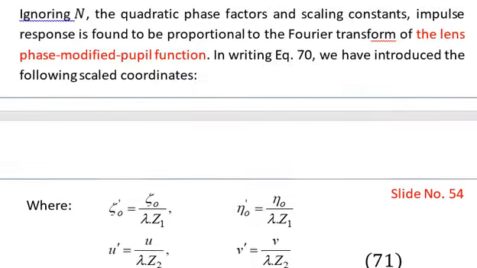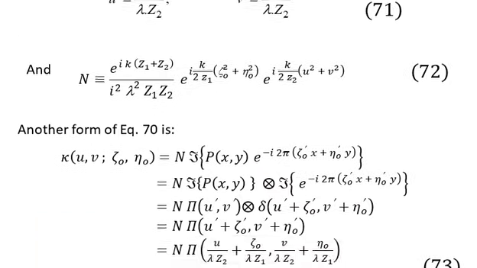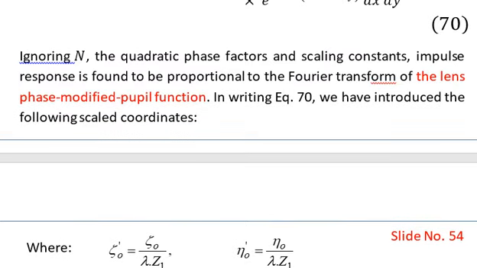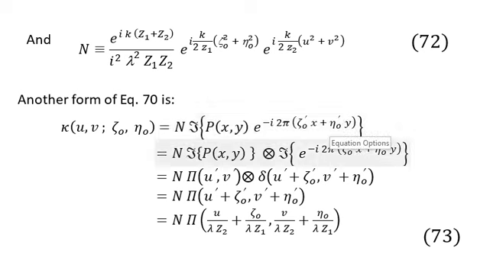So let's write equation number 70, that is this one, in some more meaningful form, as we are giving in equation number 73. So kappa is now equal to N times the Fourier transform of this quantity, and this quantity, you know, we have regarded as the lens phase modified pupil function. So it is the Fourier transform of the lens phase modified pupil function. You see that the Fourier transform of these two quantities is equal to the Fourier transform of the first quantity convolved with the Fourier transform of the second quantity, because the convolution sign is there and we have applied the convolution theorem.